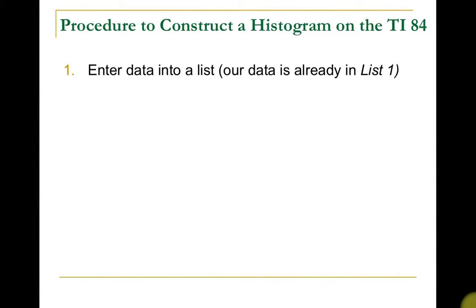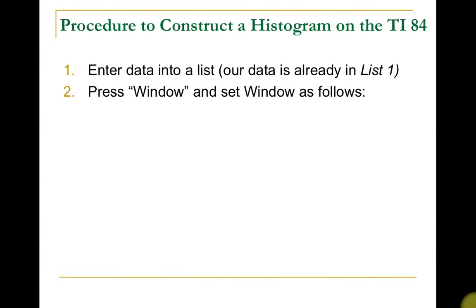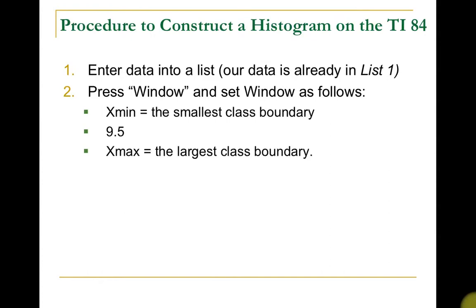Okay, so we're going to enter the data in our list, which is already in L1. And we're going to set the window as follows. I'm going to run through these and then I'm going to go to the calculator and show you. The window min, X min, should be the smallest class boundary, which in our case is 9.5. The X max should be set to the largest class boundary, which is 121.5. X scale should be set to the class width, which we found was 16.